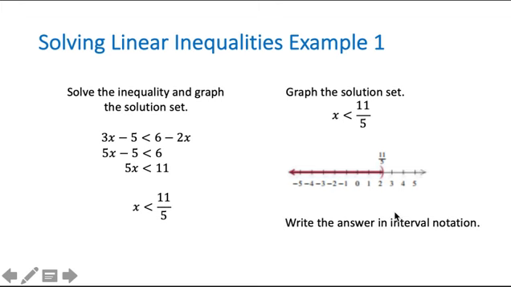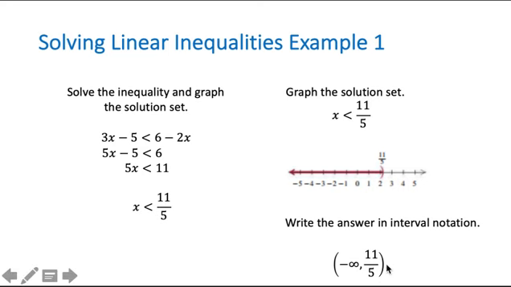We also have to write this answer in interval notation. So what this looks like in interval notation is it's all the numbers from -infinity up to 11/5, not including 11/5. That's what the parenthesis means.